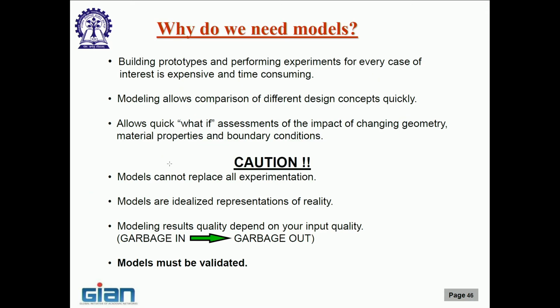Okay. Modeling techniques. Why do we need models? We all know building prototypes is expensive. So, if you have like 10 options, you cannot build 10 systems and try them. Okay. You have to down select.